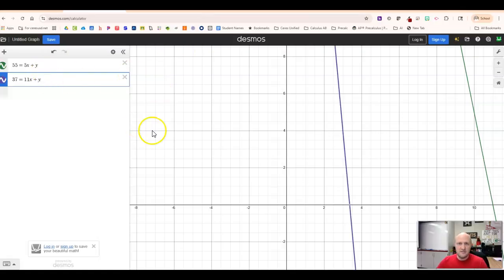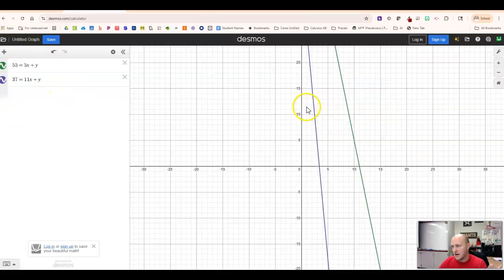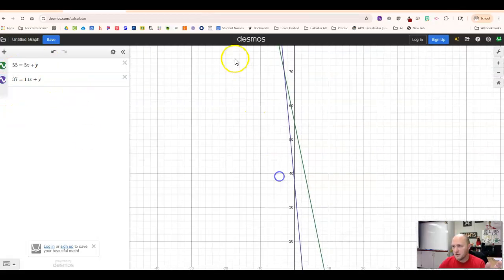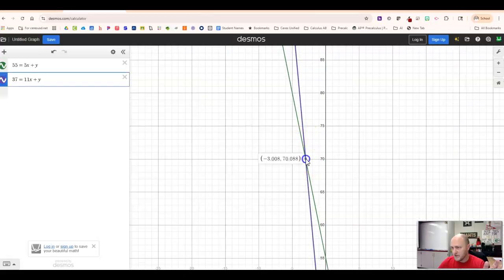So if you have graphing technology, which on the AP Precalculus exam, this is a graphing calculator active question, I can graph these, and then I can find where they touch. Here we go. And I can click on that intersection and check it out. There's my solution. X equals negative 3, y equals 70. So graphing is definitely a technique also that is helpful.